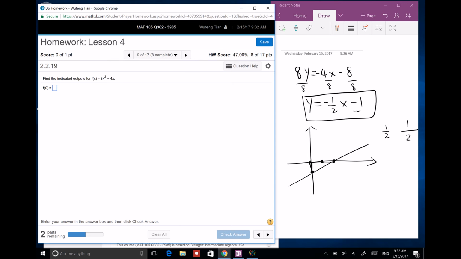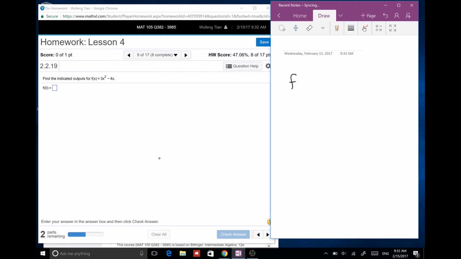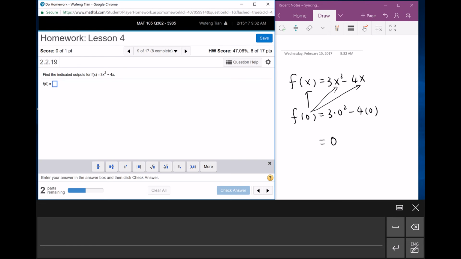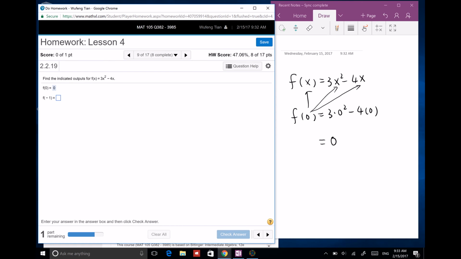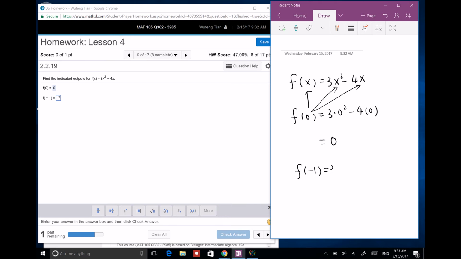Okay, so next one. f(x) equals 3x squared minus 4x. You get f(0) equals 3 times 0 squared minus 4 times 0. Basically, replace x by 0. Plug 0 into the x substitution. You get 0. f(-1) would be the same: 3 times negative 1 squared minus 4 times negative 1, which is 3 plus 4, which is 7.